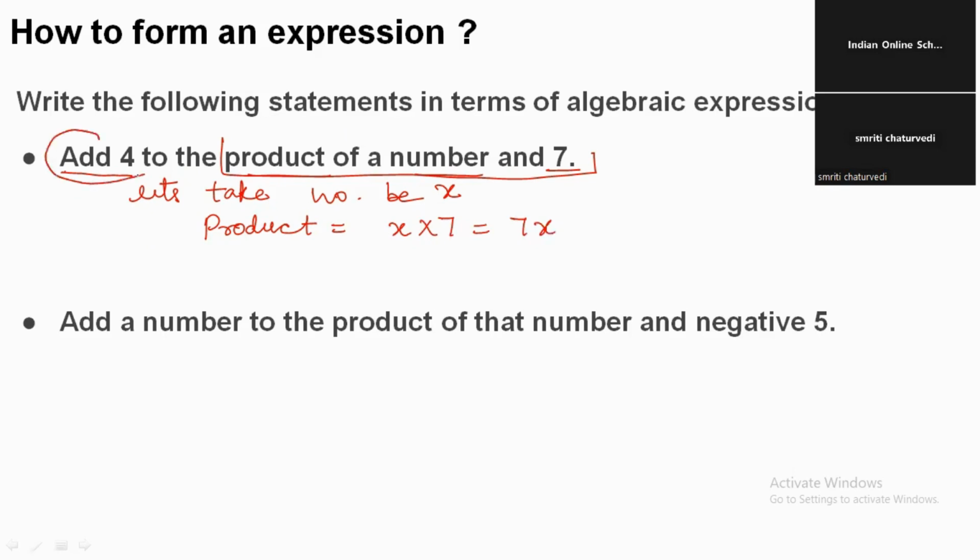Now we are coming to this point. What do we need to do? We need to add 4 to it. So when we add 4 to 7x, it becomes 7x plus 4. So the expression for this whole statement will be 7x plus 4. Got it? Now you have to do this.